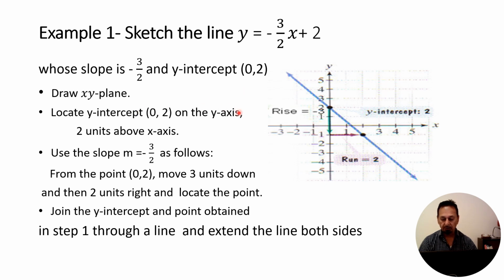So first we draw the xy plane, and then locate the point (0, 2), and it's right here. Now we use the slope. Negative 3 over 2 means you go 3 units down and 2 units to the right and mark the second point. When we connect these two points, we get the graph of the line.